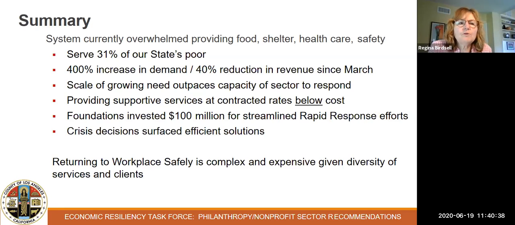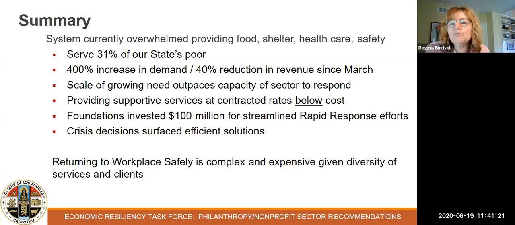Okay. So essentially, what we talked about in summary is that, and you all may know this, that in LA County, our sector serves 31% of the state's poor. We've heard from all of you that there's already been, if we just look at from March, in some cases, 400% increase in demand for services. And we also heard early this spring that revenue is going down, and that about 20% of you were saying that you were starting to think about closing. What we know is that the scale of the need is growing faster than our capacity to keep up.